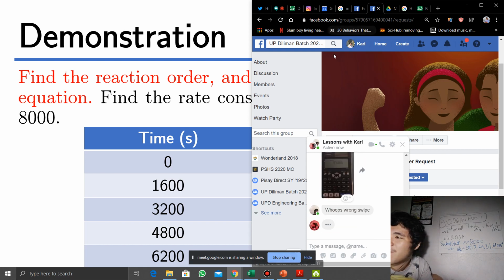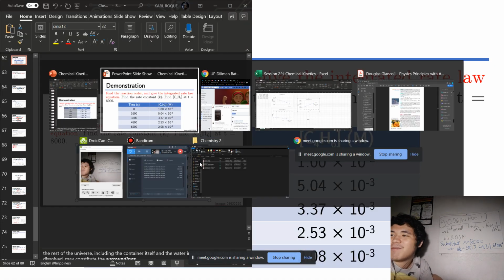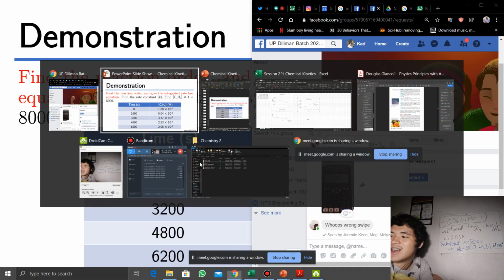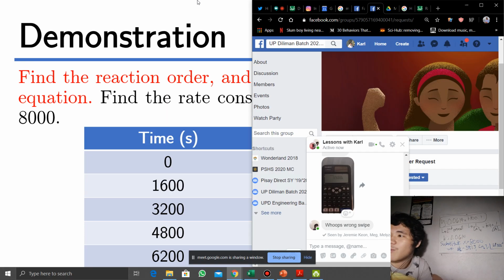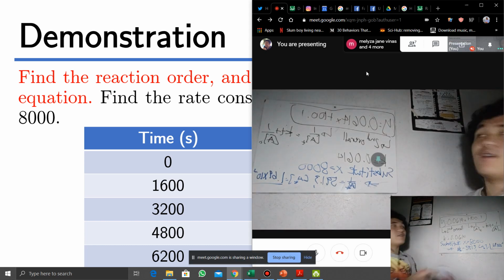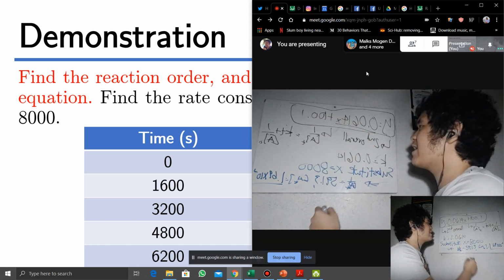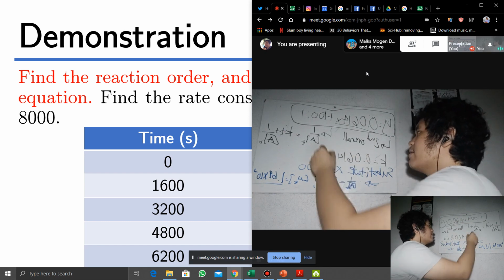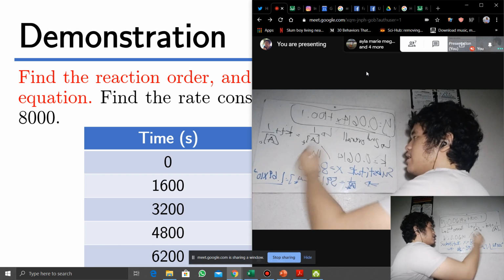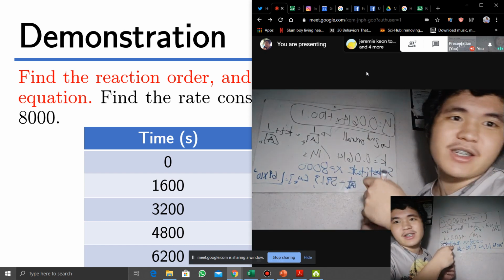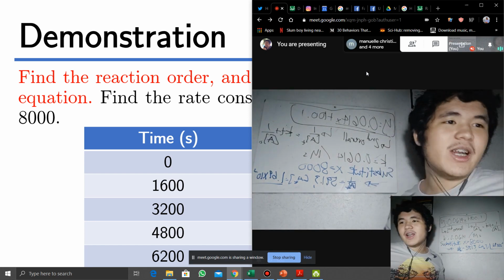So, take note, sa mga ganitong problem, ayun na. Diba, meron ka lang ng equation of the line. So, giveaway. Giveaway yung ating slope. Ito siya. So, yan na yung rate constant natin. Yung unit niya, dahil second order siya, ay per M per s. Okay? Yun siya. Dimensional analysis lang yan.